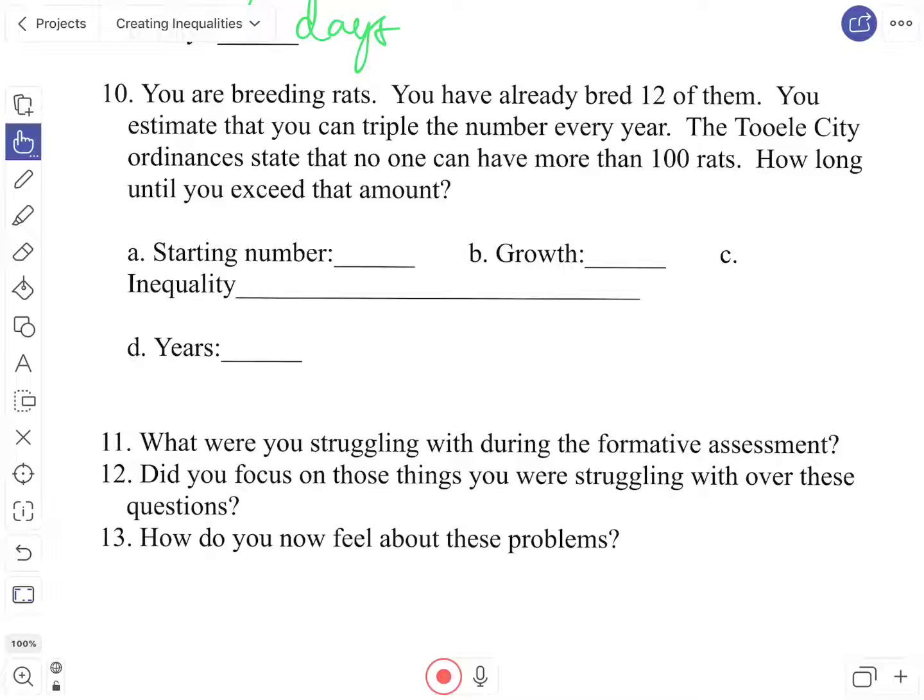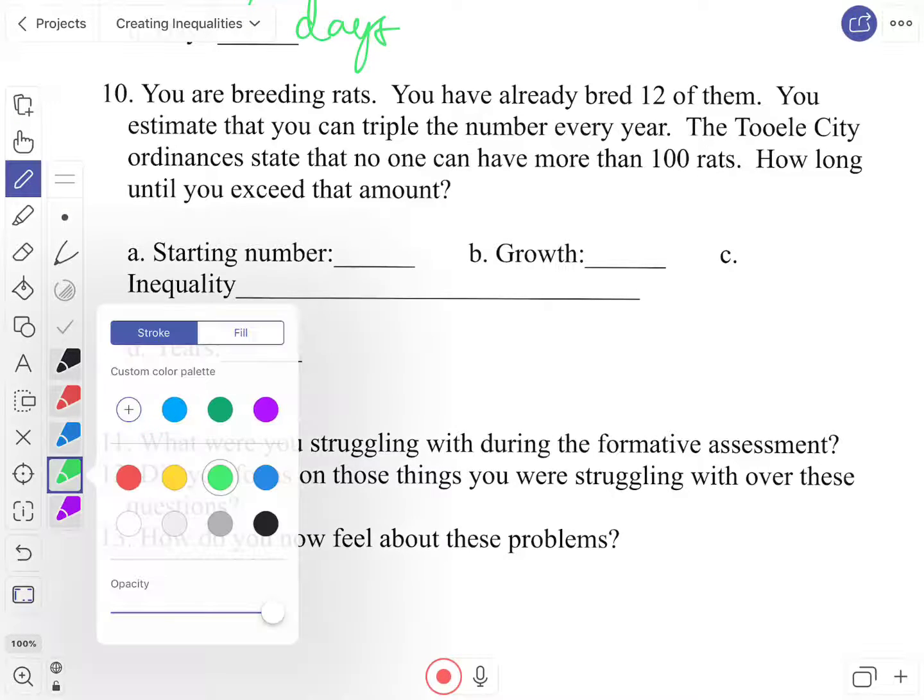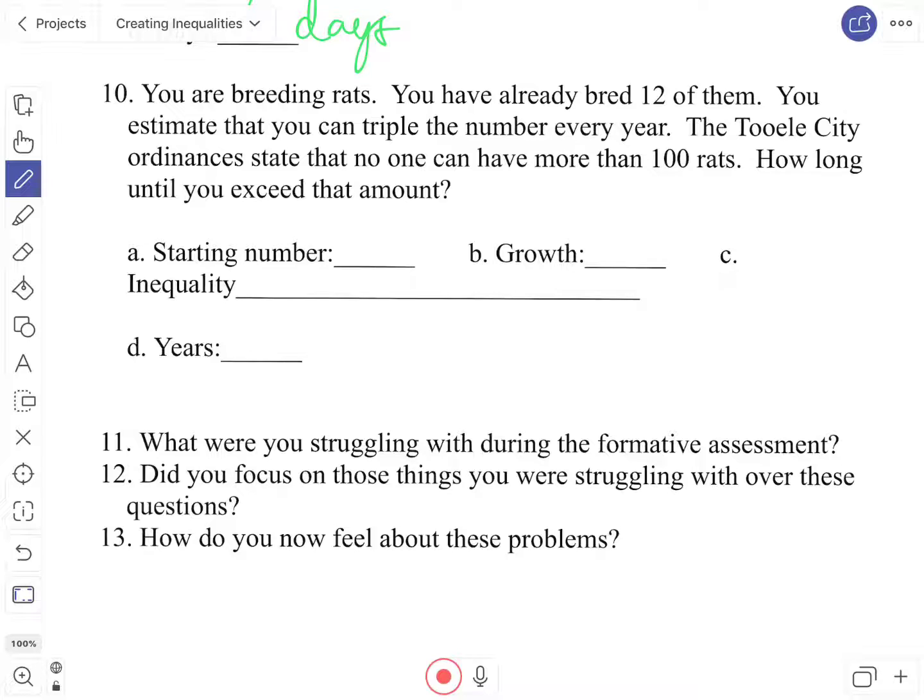Number 10. You are breeding rats. You've already bred 12 of them. You estimate that you can triple the number every year. So times them by 3 per year. There's 12 of them to start with. The city ordinance states that no one can have more than 100 rats. So 12 times 3 to the y has to be less than or equal to 100 rats. So how many years could you do this?